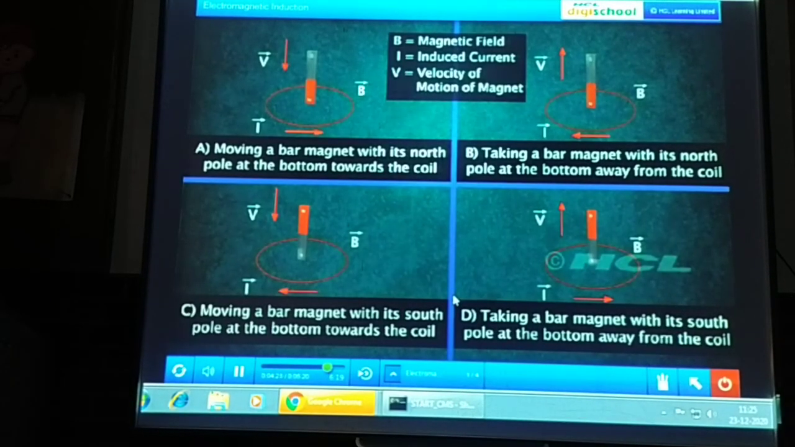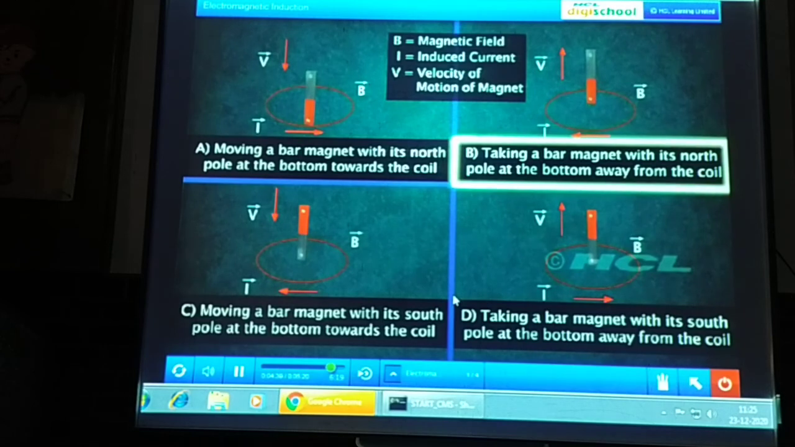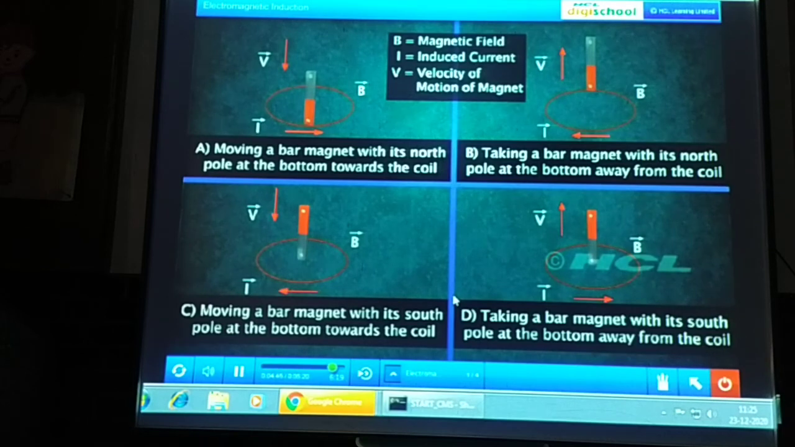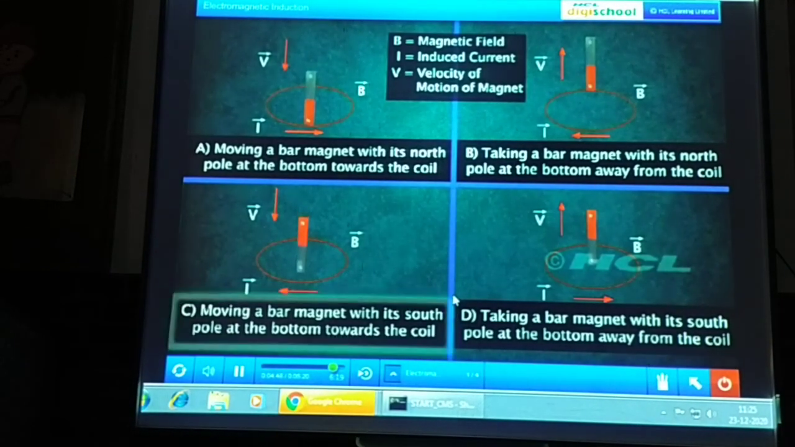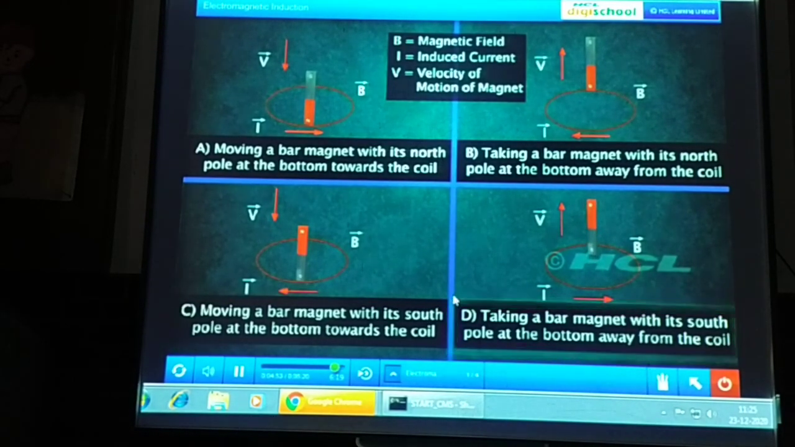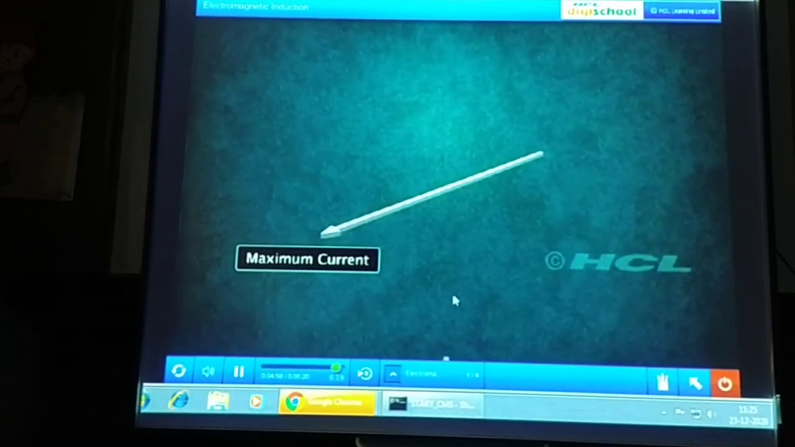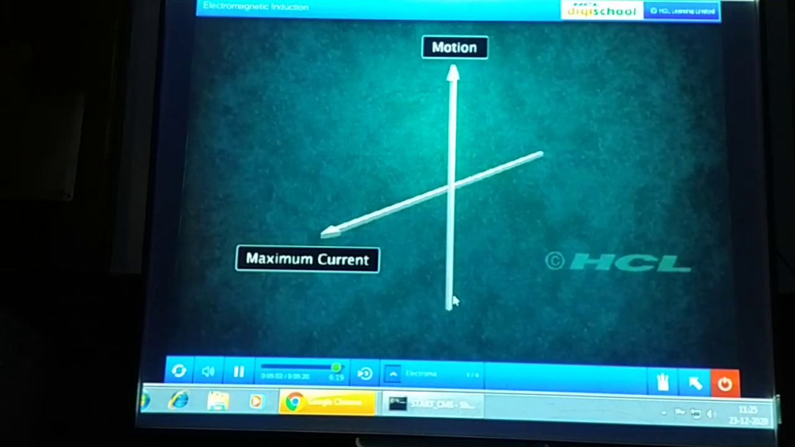Let's summarize the various situations possible for induced current. What's the direction of the current induced in all these cases? Moving a bar magnet with its north pole at the bottom towards the coil. Taking a bar magnet with its north pole at the bottom away from the coil. Moving a bar magnet with its south pole at the bottom towards the coil. Taking a bar magnet with its south pole at the bottom away from the coil. The induced current is high when the direction of motion of the coil is at right angles to the magnetic field.